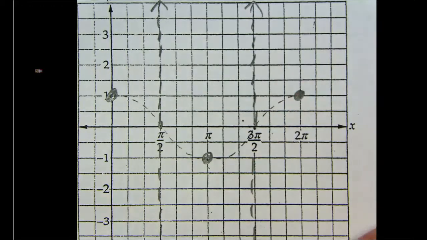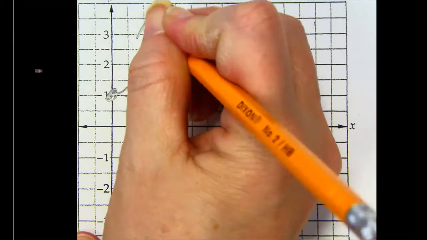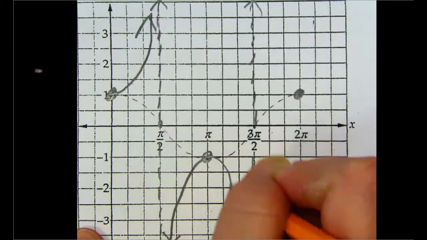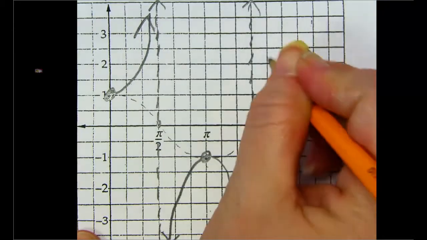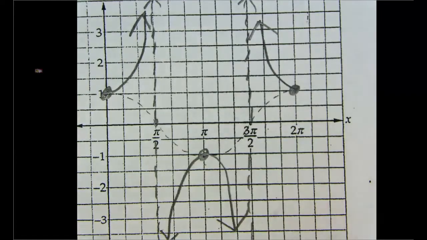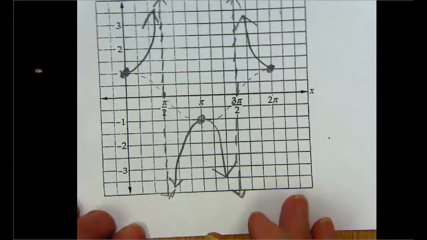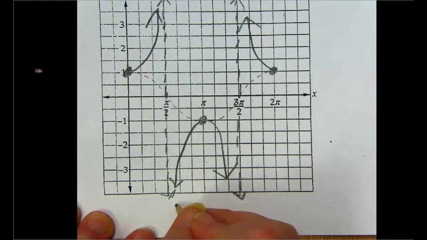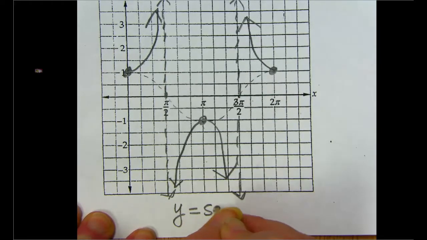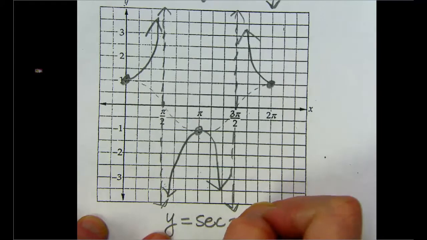Math is consistent, so I draw bumps where I see valleys and valleys where I see bumps, and sometimes it's just pieces in between the asymptotes. So here we have the graph of y equals secant x, the reciprocal of cosine. Think about your reciprocal values and go from there.